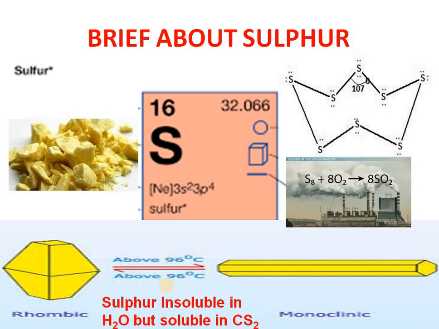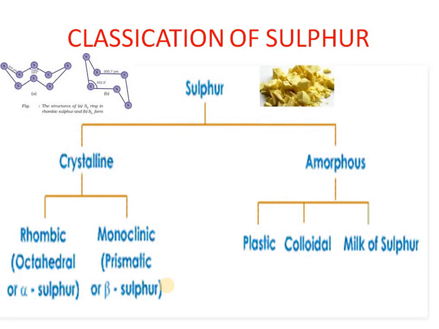The first elemental state of nature was explained by Lavoisier in 1777. Okay, so now I am going to talk about the classification. Classification of sulfur includes the crystalline and amorphous forms. The crystalline form includes two forms, rhombic and monoclinic, and rhombic is basically octahedral. If you see from here, this structure is octahedral. This is also octahedral, only the shape is a little bit different.